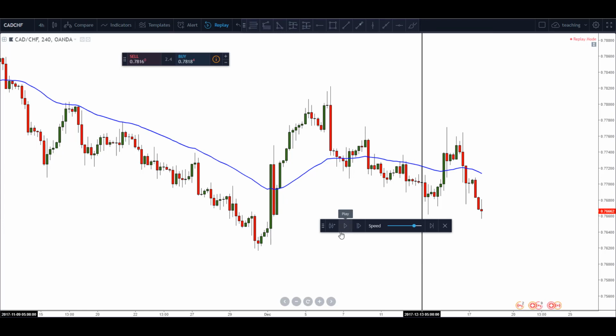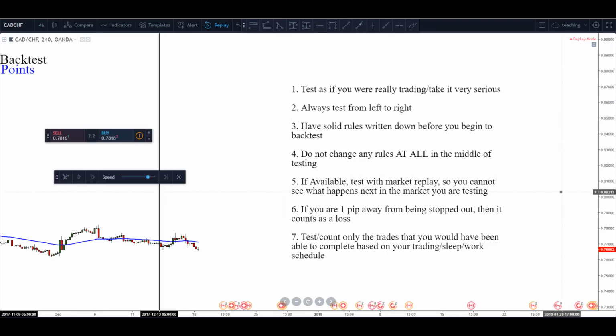So hopefully now you know the main points that you need to keep in mind while backtesting any strategy, not just the pullback strategy. So guys, these are those main points that you need to keep in mind. Go ahead and write them down. You can pause the video if you need to. In the next video, we'll dive into specifically testing the pullback strategy.